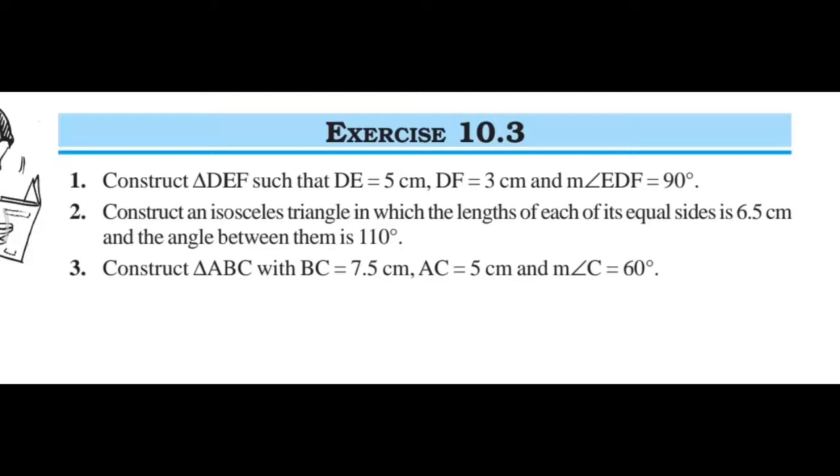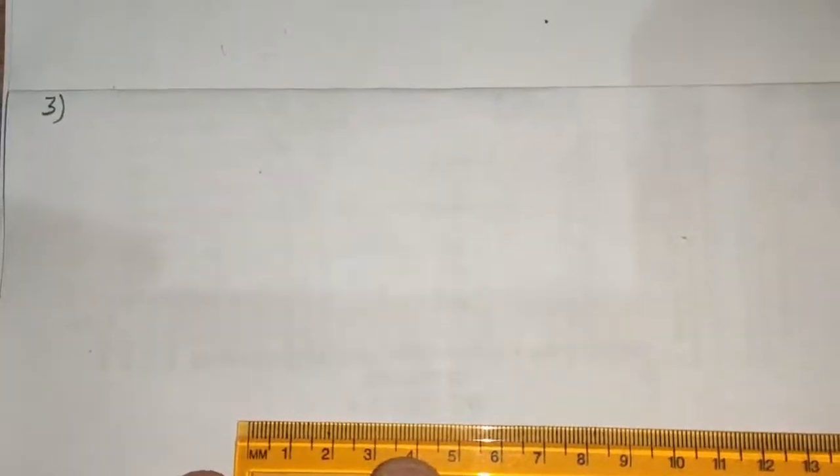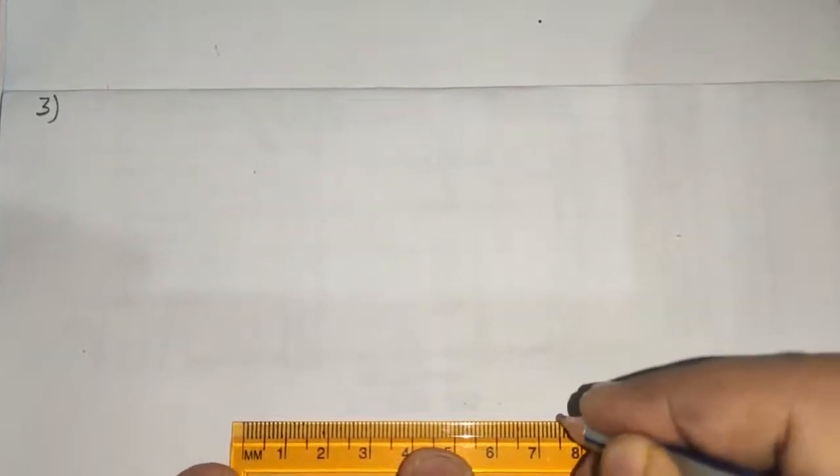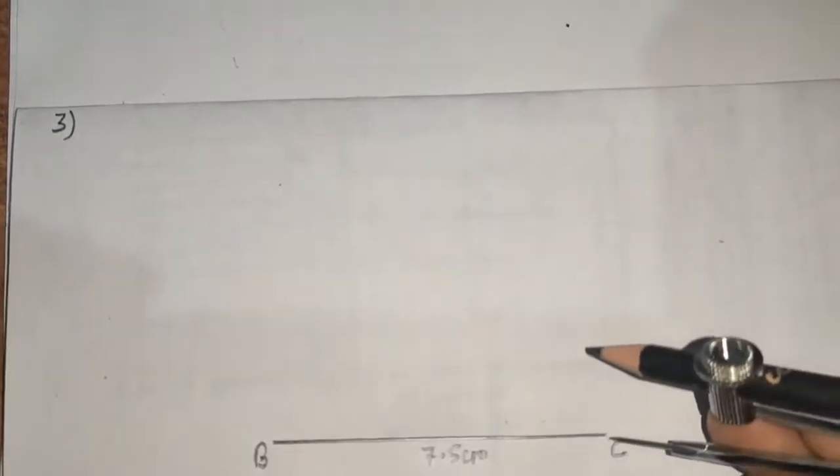Now let's draw this triangle. First of all, in question number 3, draw BC 7.5 centimeter. So here we will draw BC, 7.5 centimeter. Now here we will write C, here we will write B. It is given angle C is 60 degree. Now you know that 60 degree can be drawn using compass. So we will draw using compass.